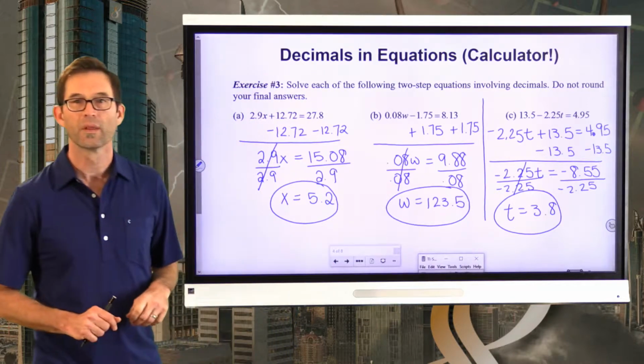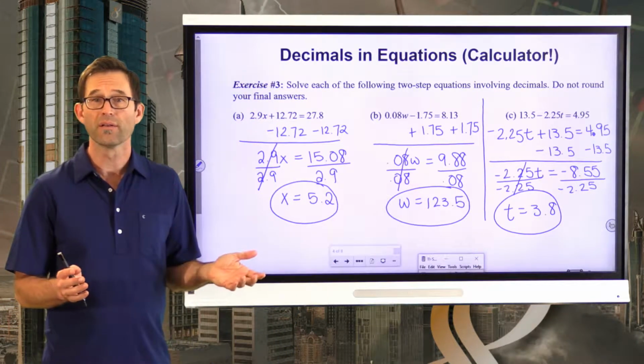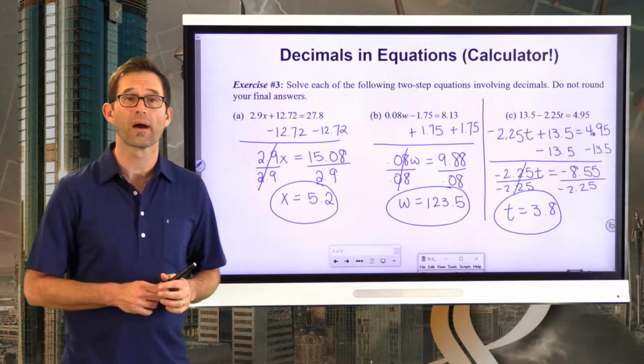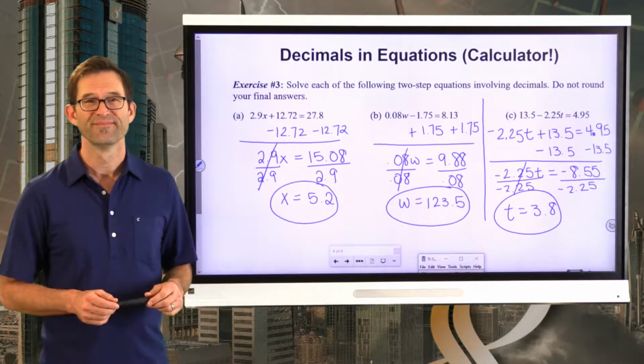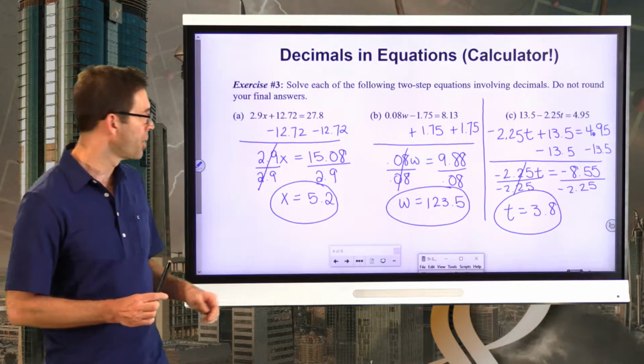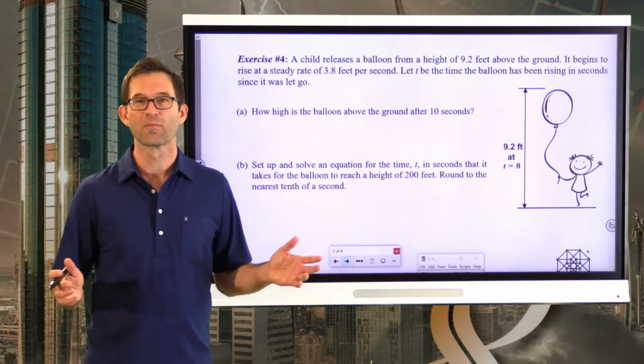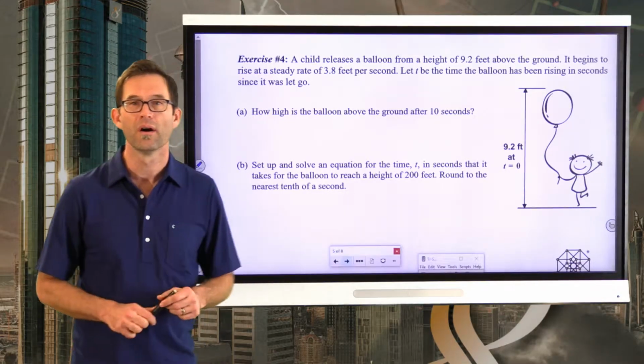There we go. Again, not all that difficult, right? We're just doing the same thing we've done before, but we use the calculator to help us with the decimals. All right? Let's do some more problems where we start to apply this. Exercise number 4. Everybody likes a balloon. Okay?